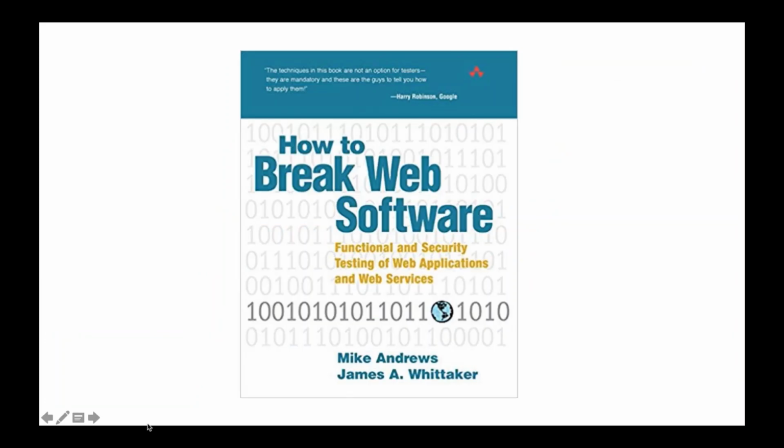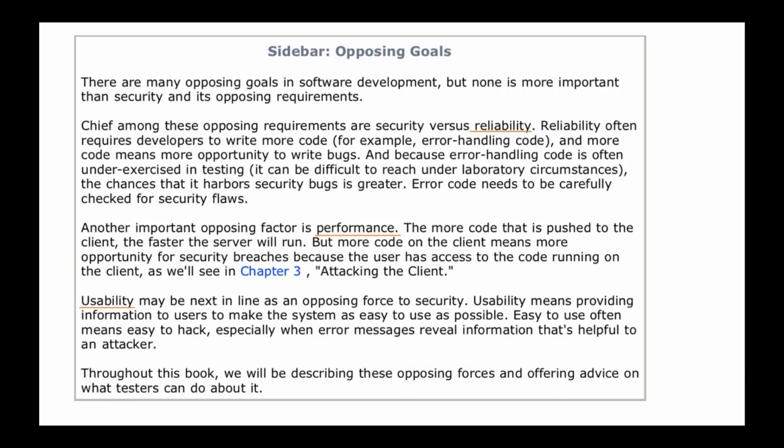Hey again. In this video, I want to discuss three opposing goals discussed in the book How to Break Web Software, written by Mike and James. The three opposing goals are reliability, performance, and usability. Let's talk in detail about each one.